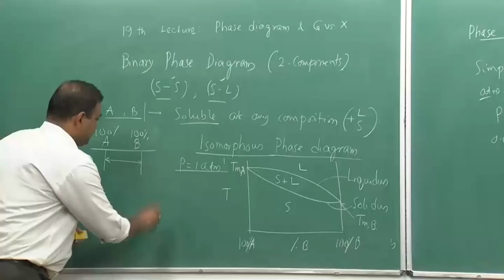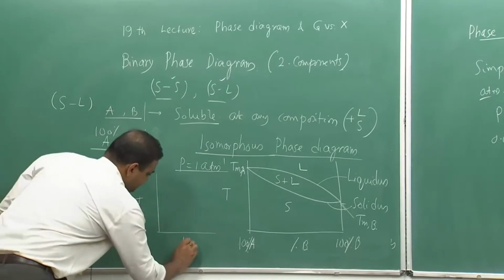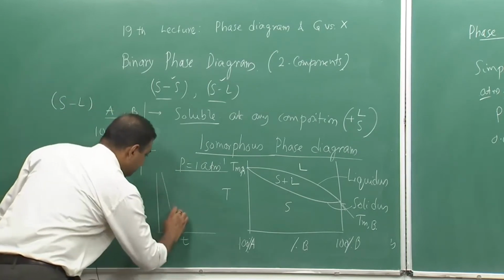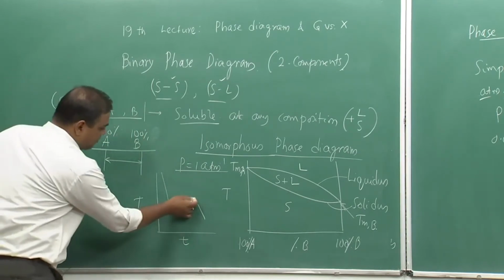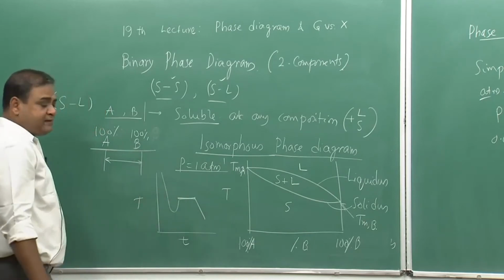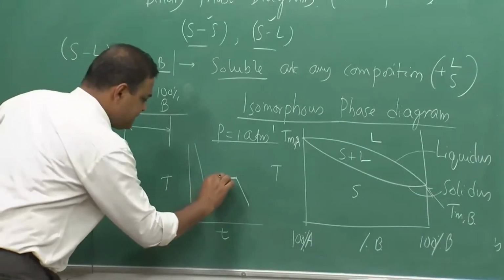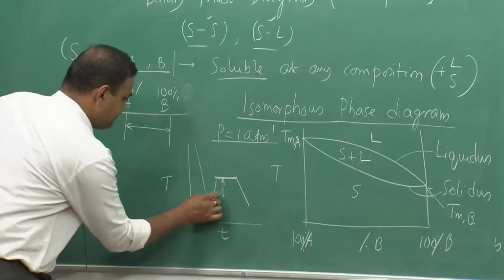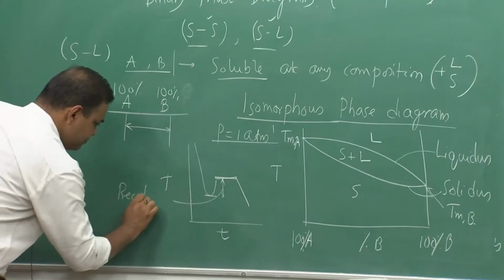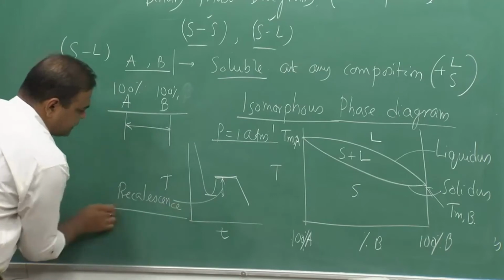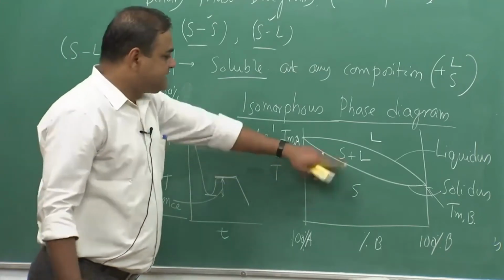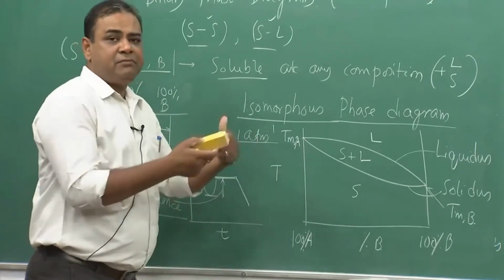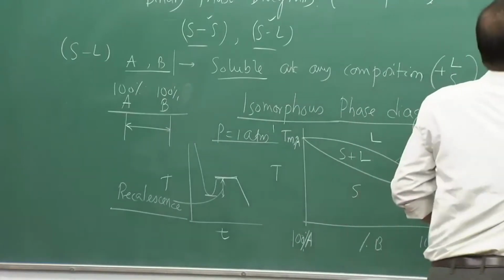And then if I try to see the temperature time cooling curve, then the cooling curve would look like this. It is a single component melting. And this point, as we have discussed, is coming due to recalescence. Now let us discuss this diagram a little more. So let us come to this particular part.